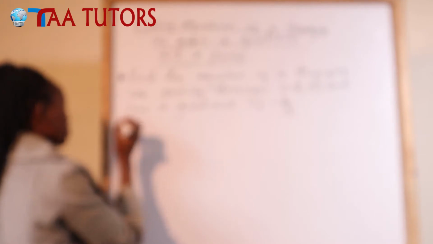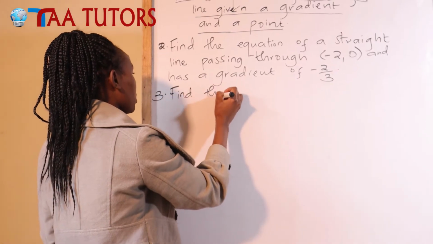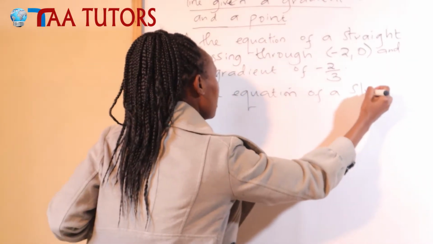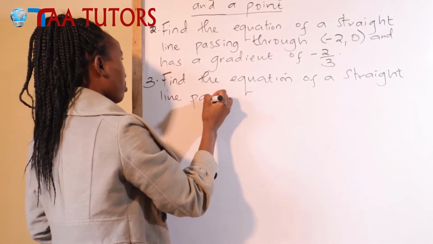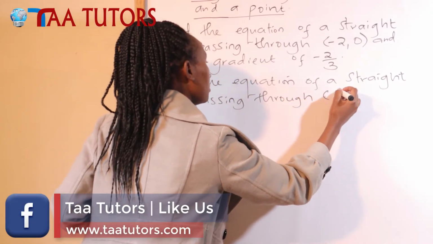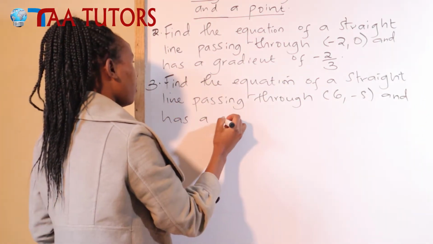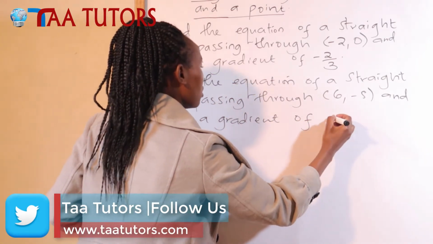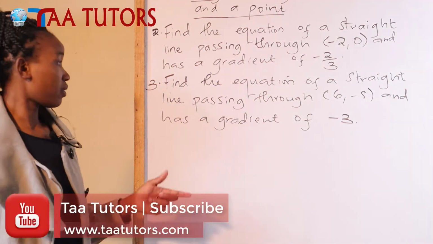Another question I would like for you to try is this one. Find the equation of a straight line passing through 6, -5, and has a gradient of -3. So I'd wish for you to try those questions and you will get back to me later.